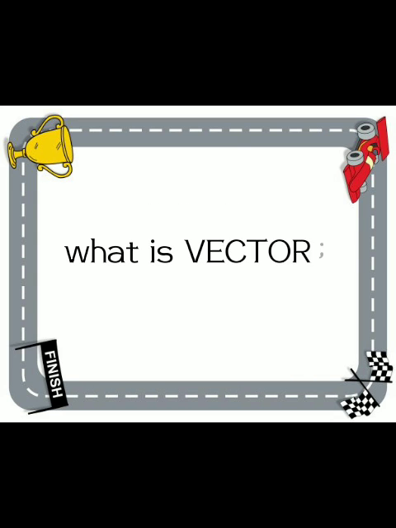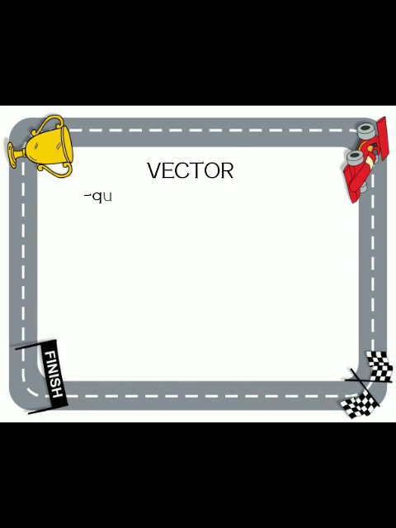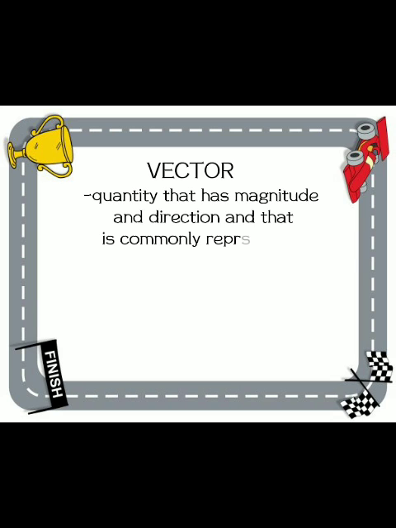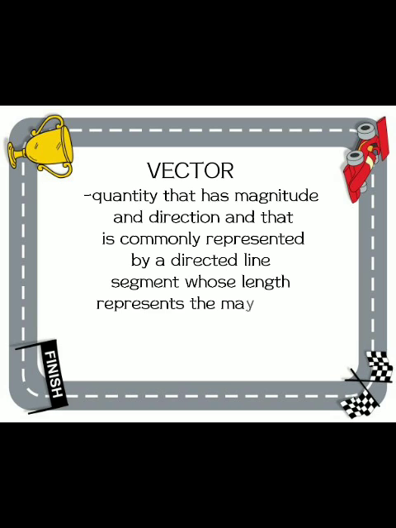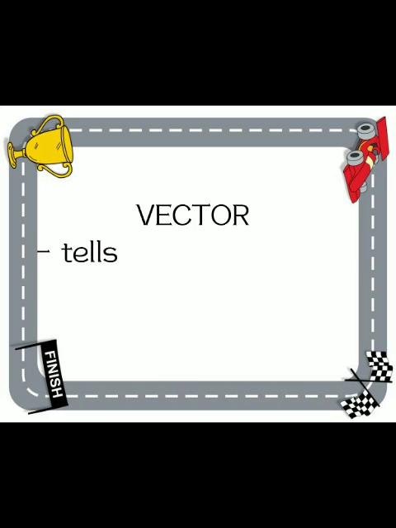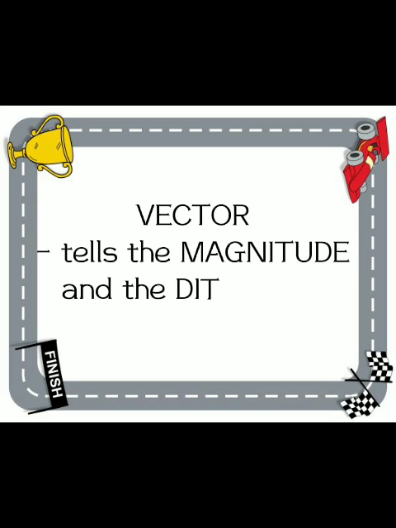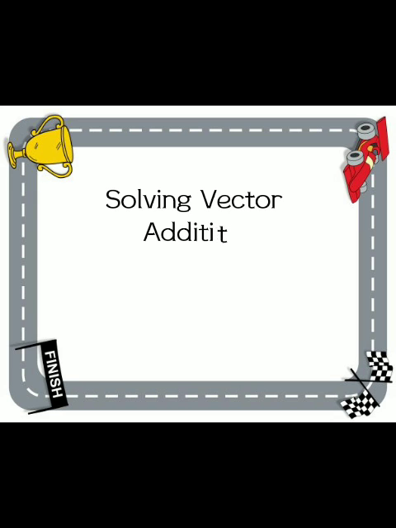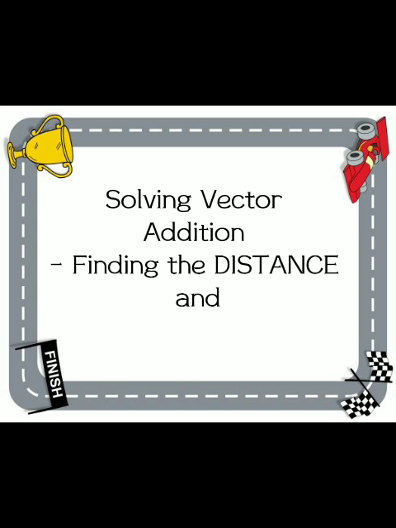Let us also define what vectors are. A vector is a quantity that has a magnitude and direction, and that is commonly represented by a directed line segment whose length represents the magnitude and whose orientation in space represents the direction. To make it short, vectors have magnitude and also direction. Solving vector addition is about finding the distance and the displacement of a given problem.